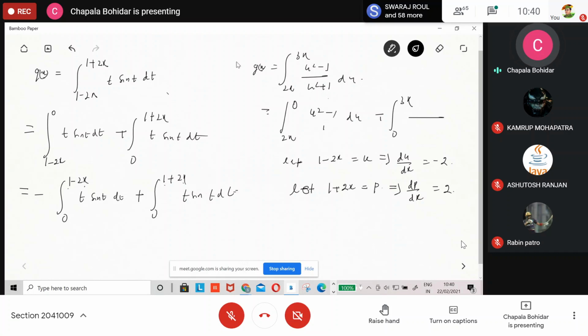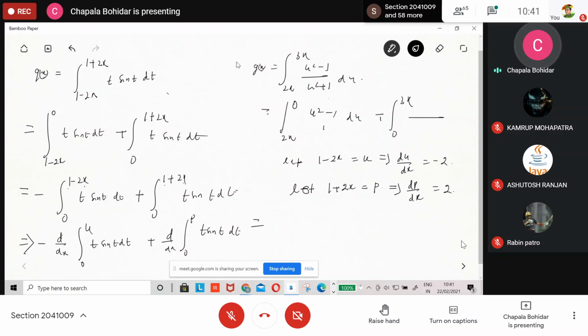Now we write down our equation. Here it is minus, and for 1 minus 2x the derivative is minus 2. So we put d by dx to find out what this implies. Now d by dx of the integral from 0 to u of t sin t dt, plus d by dx of the integral from 0 to p of t sin t dt.